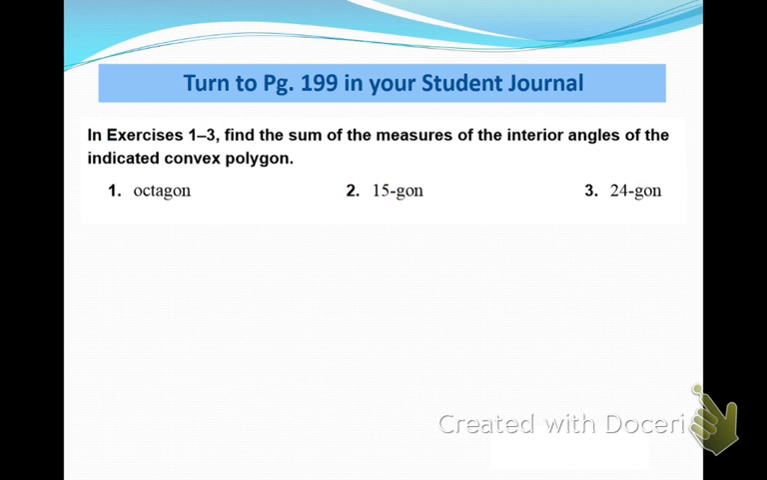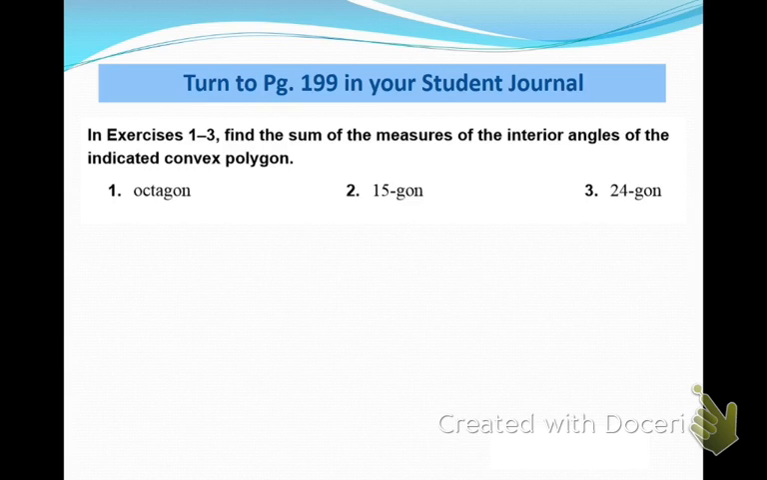So we're going to go in our student journal, page 199. If you flip to the next page, we're going to do some examples using our formula. If you notice, they said the word octagon. How many sides does an octagon have? 8. So if you find in a few minutes that your answer is like a 7-sided polygon, you have to actually name it.